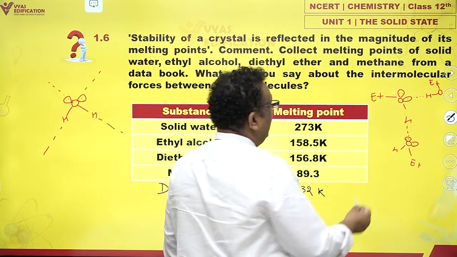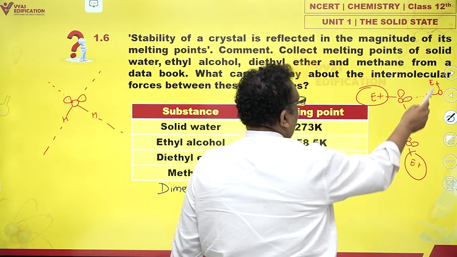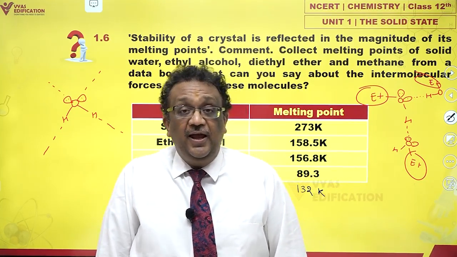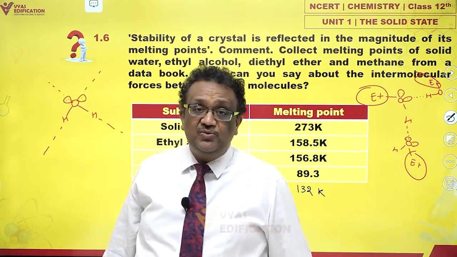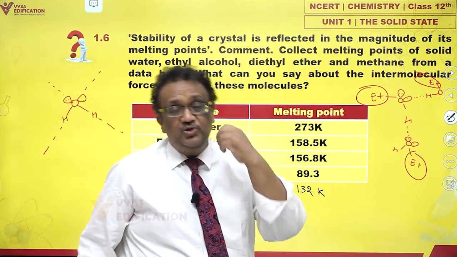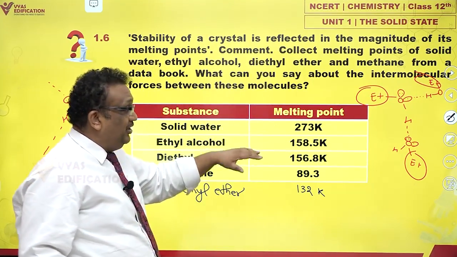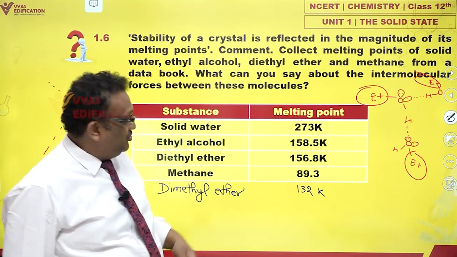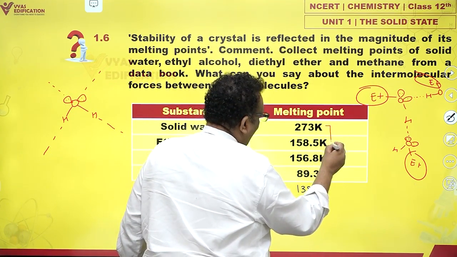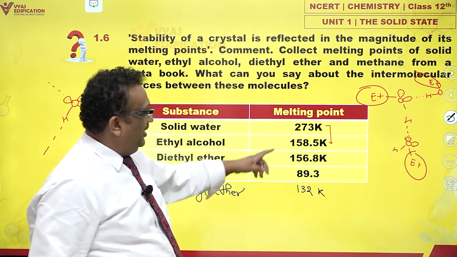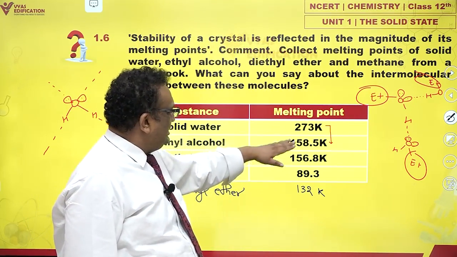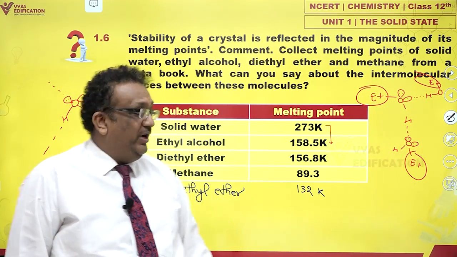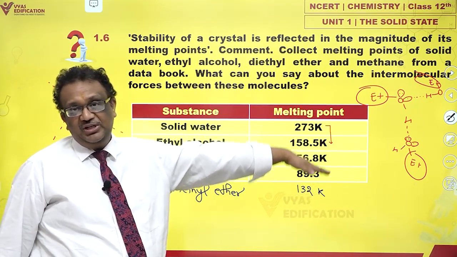Since this ethyl group is hydrophobic, it does not participate in any hydrogen bonding, so the number of hydrogen bonds is reduced. In water molecule, there were 4 hydrogen bonds per molecule. In ethanol, there are only 2 hydrogen bonds per molecule. So naturally, the strength of intermolecular attraction is reduced. And because of that, the melting point reduces from 273 Kelvin to barely 158.5 Kelvin, which is significantly less, around 120 Kelvin lesser, because attraction is much less.